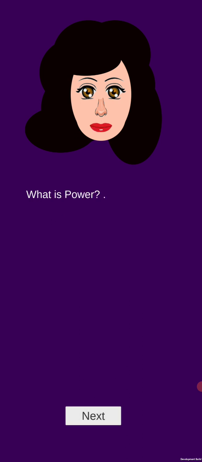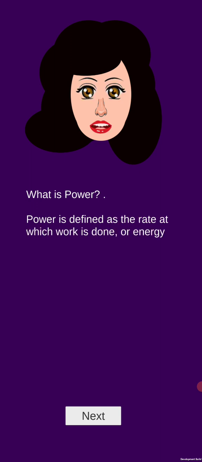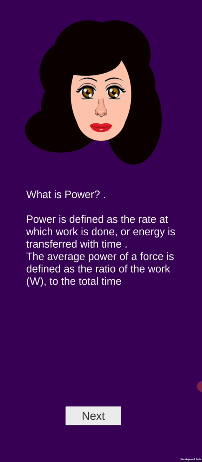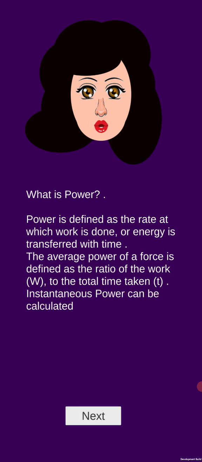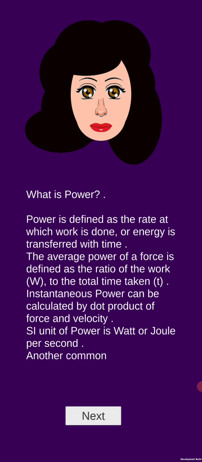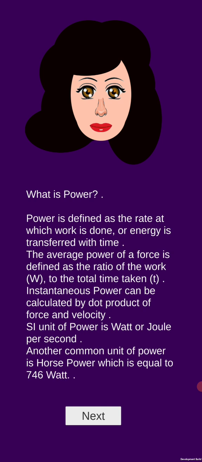What is power? Power is defined as the rate at which work is done, or energy is transferred with time. The average power of a force is defined as the ratio of the work W to the total time taken T. Instantaneous power can be calculated by the dot product of force and velocity. SI unit of power is watt or joule per second. Another common unit of power is horsepower, which is equal to 746 watt.